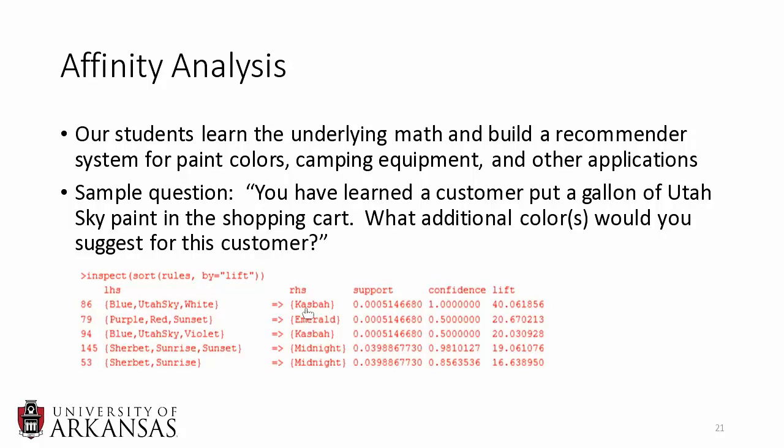So you could certainly look through your rules to find only Utah Sky all by itself over here, but you could also say, Utah Sky is in the cart here, here, and let's see, both of those times it's predicting Kasbah with pretty high lift. So I think the Kasbah is what we're going to suggest to these people. This is exactly what Amazon is doing. This is probably a little bit tricked out, but this is pretty much exactly what Amazon is doing when it recommends that other book to you.